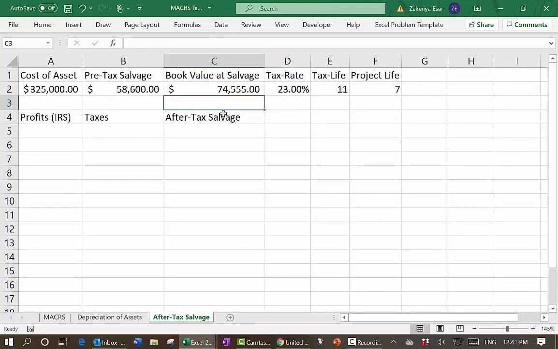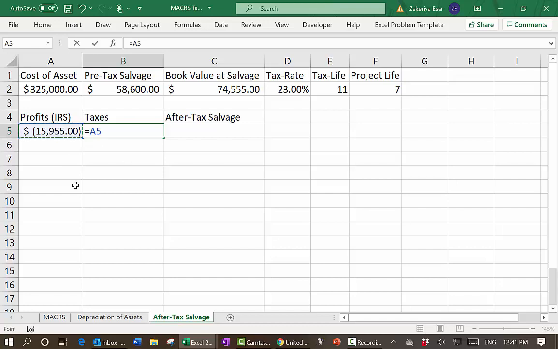All right. As far as IRS is concerned, you sold it at $58,600. That was worth, in terms of book value, $74,555. So you actually lost money. That means you are going to get a tax credit. It doesn't mean that you pay 0 taxes.